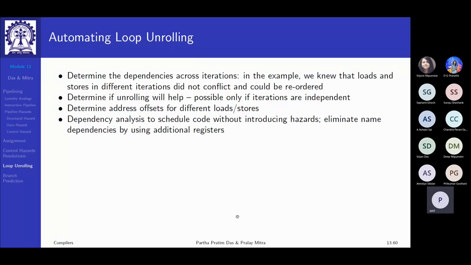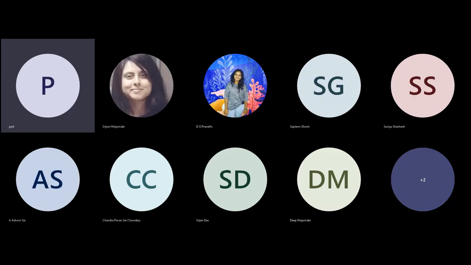This was the way to show how loop unrolling can significantly improve the generation of the code in terms of pipeline architecture. If there is any question, then I can answer.